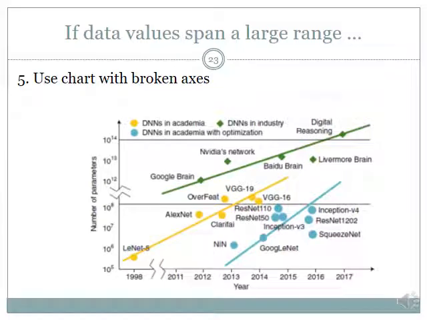Or you can use a chart with a broken axis. So here, for example, they have broken the axis both in the x axis and also in the y axis. In this way, although this is a log plot, it's more easily and clearly shown because there are some gaps.